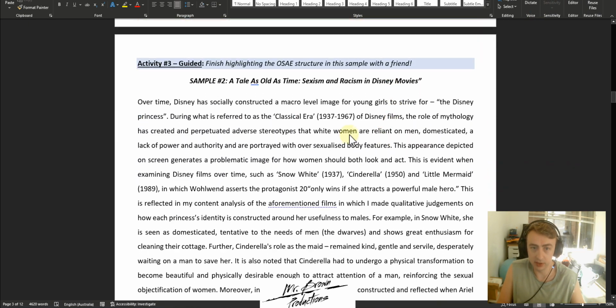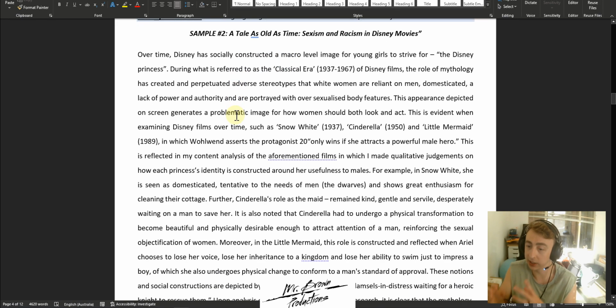Let's look at a different example, okay? This particular topic is looking at the concept of sexism and racism in Disney movies, okay? We'll look at another example to try and cement this, okay? So over time, so we want to be looking at course concepts, we want to be finding out what it is that they're about to talk about. It's got to be really clear.